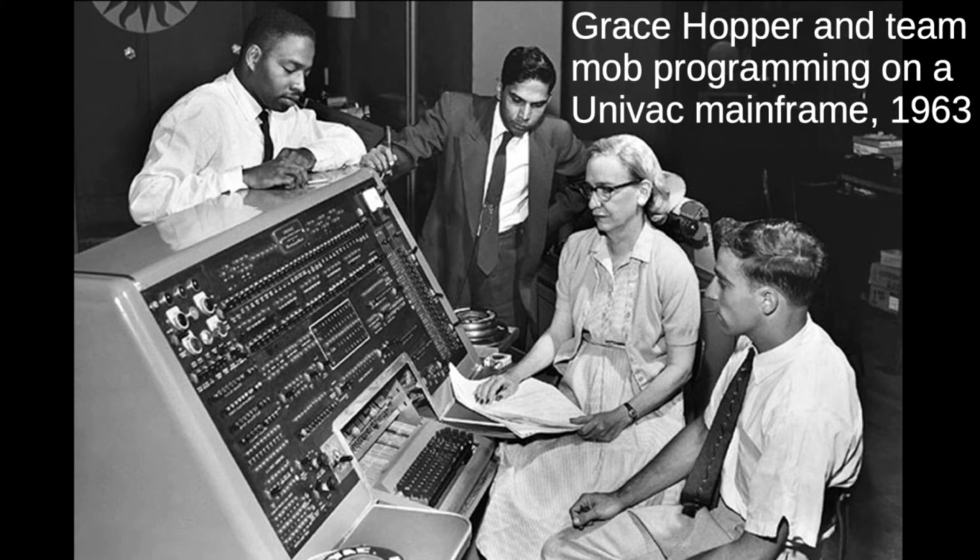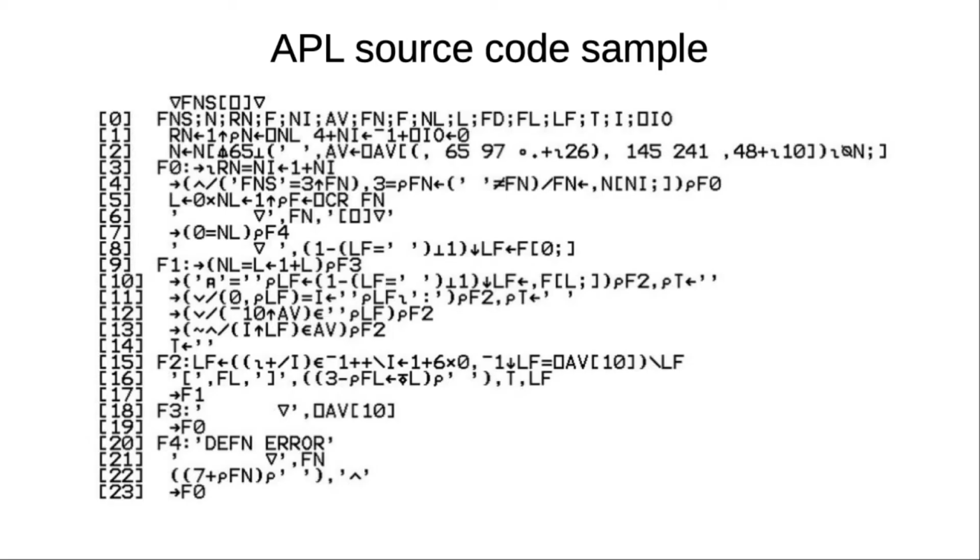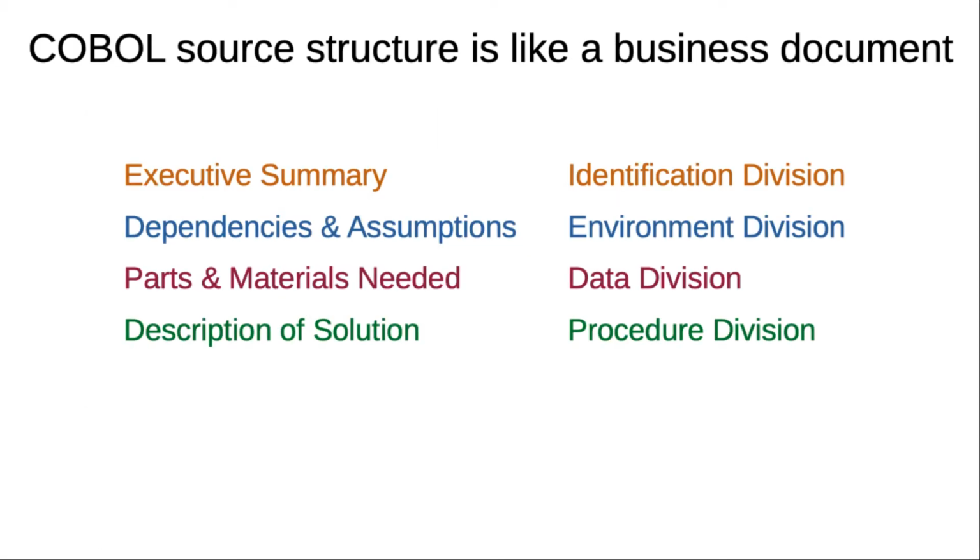Computer scientists developed programming languages to express solutions in a way that made sense for people who worked in a given domain. For instance, APL was designed to resemble mathematical notation for the convenience of people working in science and engineering disciplines. Similarly, Cobol was designed to express business data processing solutions in a way financial analysts and accountants could relate to. The structure of Cobol source code resembles the structure of a business document.